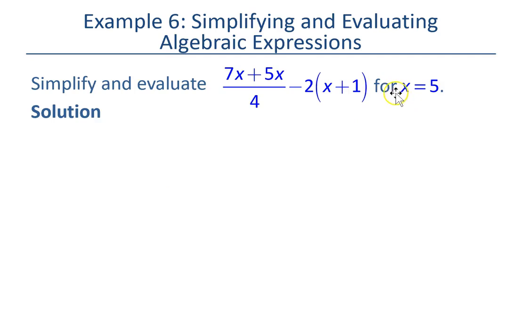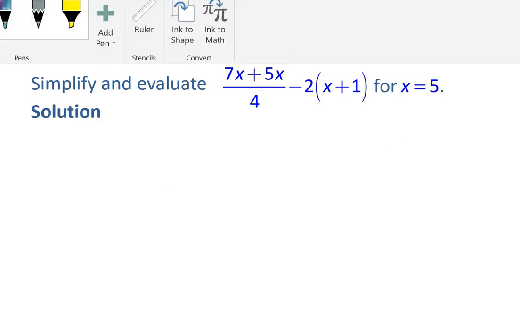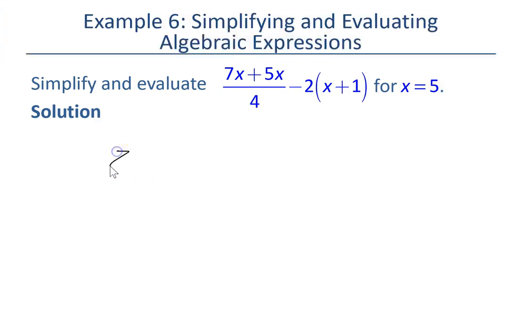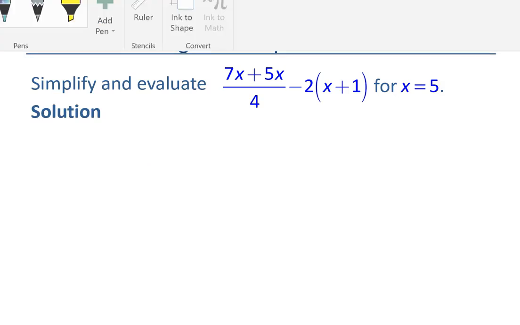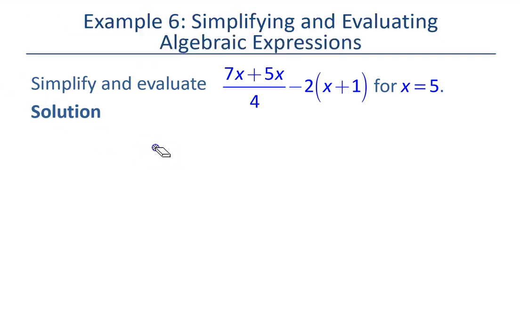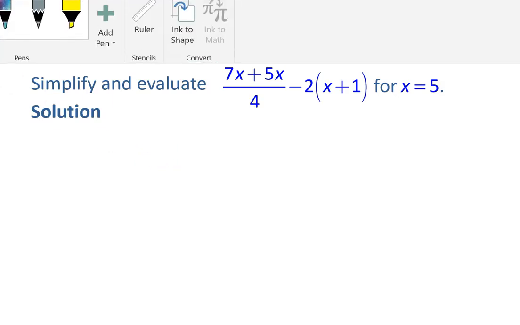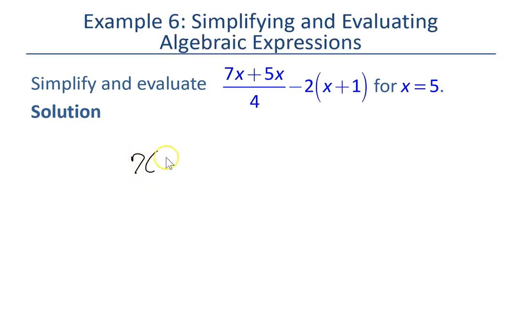Let's look at one more here. Let's evaluate this one for when x equals 5. So remember, wherever x is, we're going to put a 5 there. I'll be writing here in a different color, so let's do 7 times 5 plus 5 times 5 all over 4 minus 2.